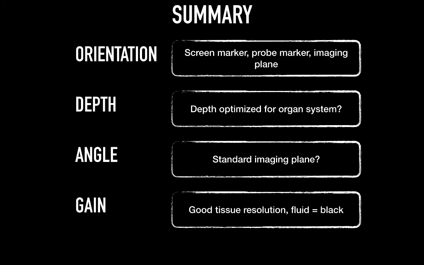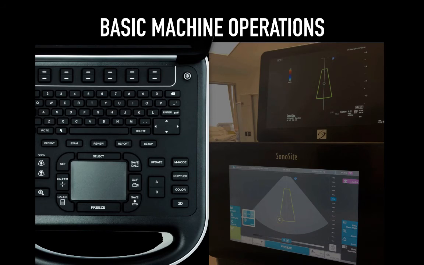So in summary, we covered orientation, depth, angle, and gain. Again, I'd ask you to look at your screen marker, probe marker, and imaging plane. Ask if the depth is optimized. Look at, is this a standard imaging plane, like for looking at the diaphragm, the pleural space, or the parasternal long axis? And then finally, do you have good tissue resolution and good margins? Is fluid black? So there are your basic machine operations.